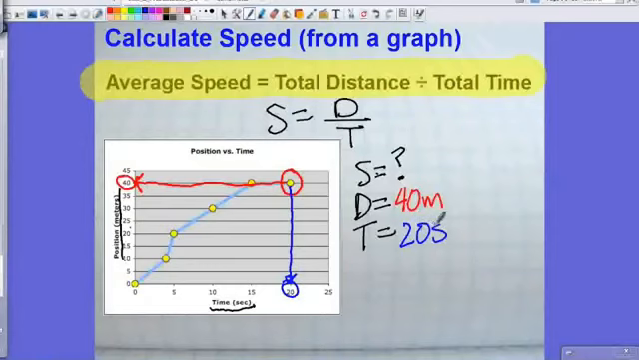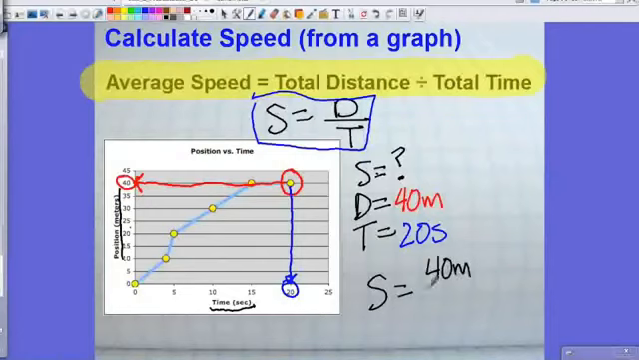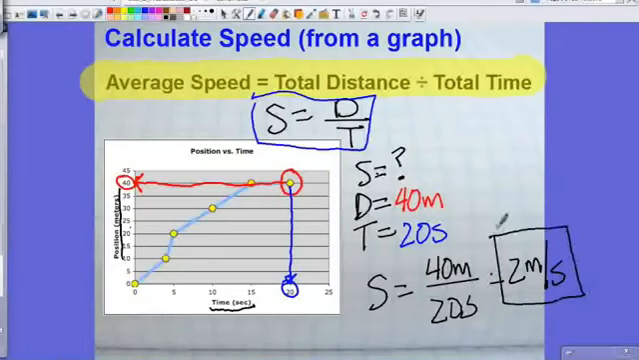So that's how I find my distance and my time without using any words. There are no word problems, but the graph tells me all this information. From here, I just use this equation: S equals D over T, and I can calculate it. So let me go back to black. S equals 40 meters divided by 20 seconds, which equals 2 meters per second. And that is my answer.